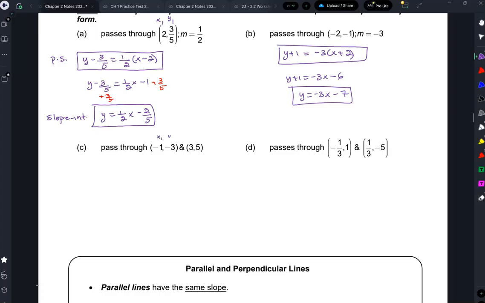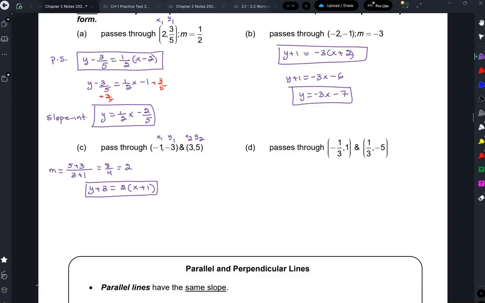Here we have x1, y1, x2, y2. I have 2 points, but I don't have a slope. That means first I need to find the slope. So let's go ahead and find the slope. That's going to be 5 plus 3 over 3 plus 1, 8/4, 2. Now, to write the point-slope form, pick any of those points. It's like black magic. Both of them will work in the end, right? I'm going to pick the first one because it has more negatives. So y plus 3 equals 2(x plus 1). This is the point-slope form.